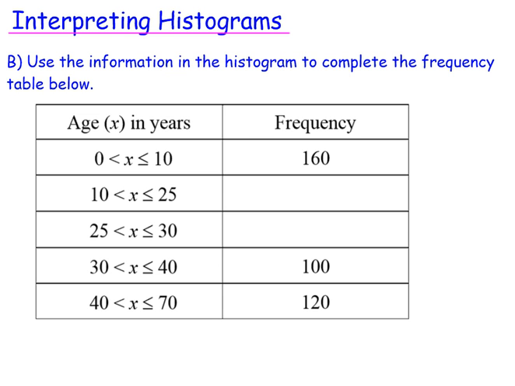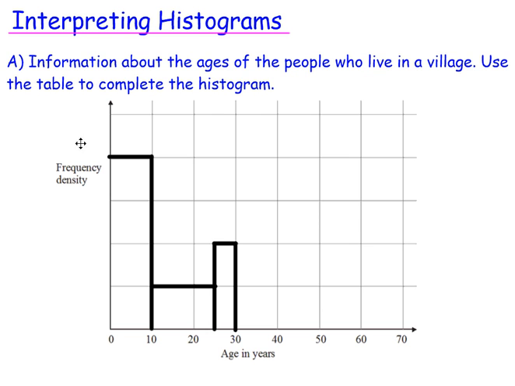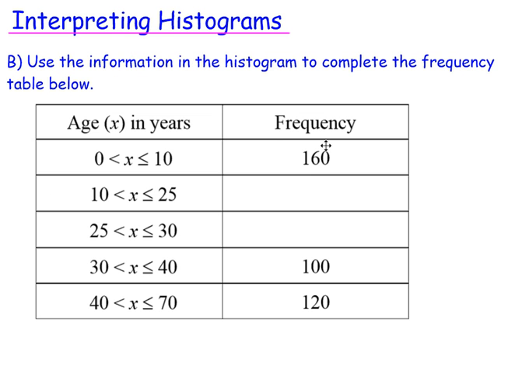The first thing you need to remember is that on a histogram, the y-axis is frequency density, and the information that you're given is frequency. So you can't use them just straight off from one to the other. You're going to have to fill in a table and do some work.